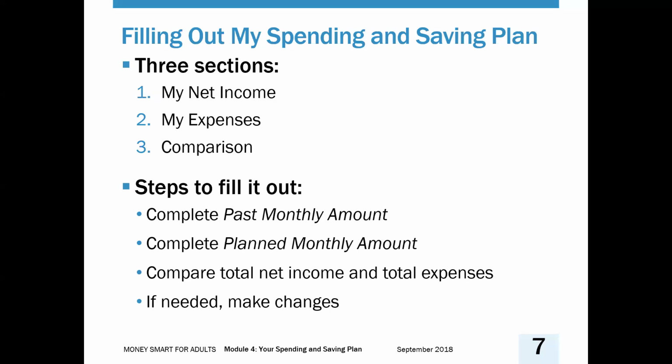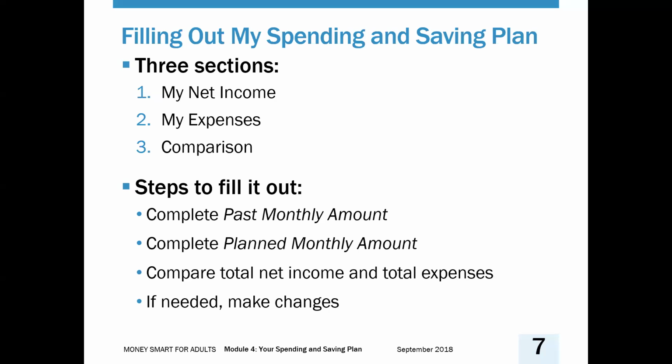And then finally, compare your total net income against your total expenses. It'll help you see if your income covers your expenses. And if not, you'll want to look at ways to make adjustments to either the income or expenses. So you may have to do some math to get the monthly amounts for this spending and savings plan if you receive income or pay expenses on a schedule other than what's presented in that monthly column.